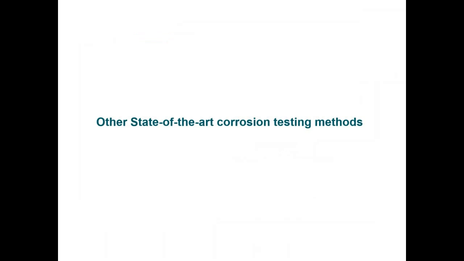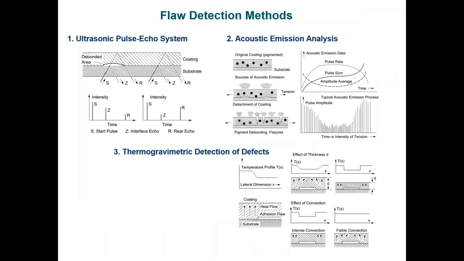So lastly, what are some of the other state-of-the-art corrosion testing methods? So let's look at some of these mechanisms. In an ultrasonic pulse echo system, essentially it's like sonar. You ping it, you get back the signal, okay? And you look at it in terms of pulse or time delay. Another is an acoustic emission analysis, in which you again look at the pulse rate or the amplitude average with respect to time. So you measure the current.